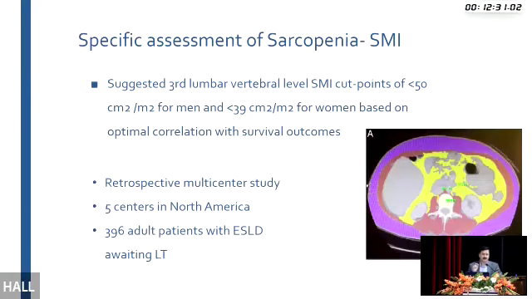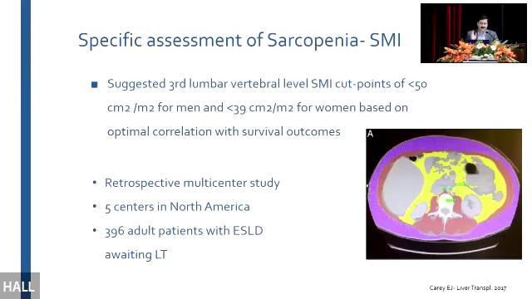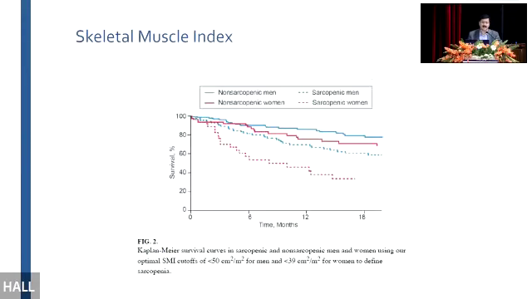So let's just move on to the diagnosis. I'm just going to talk about the gold standard. The gold standard for diagnosis of sarcopenia is the L3 SMI. You look at the cross-sectional area of the skeletal muscle at the level of L3. These are the cutoffs suggested by the North American Consortium: 50 for men and 39 for women. This was based on a large retrospective study of 5 centers in North America that included 396 patients. They saw a significant difference in survival in patients who were sarcopenic as compared to the non-sarcopenic group.